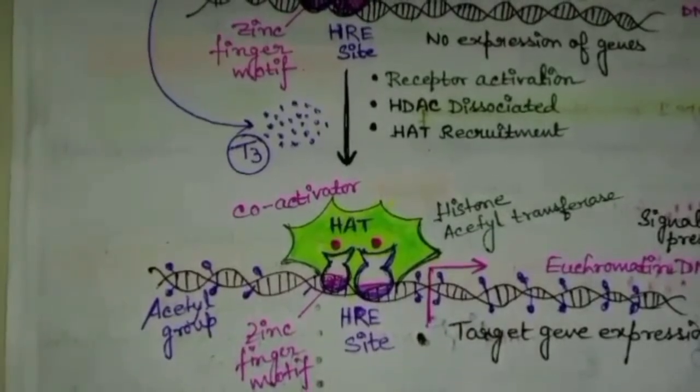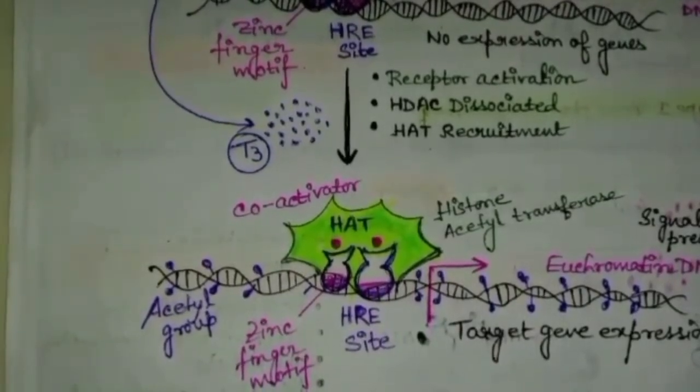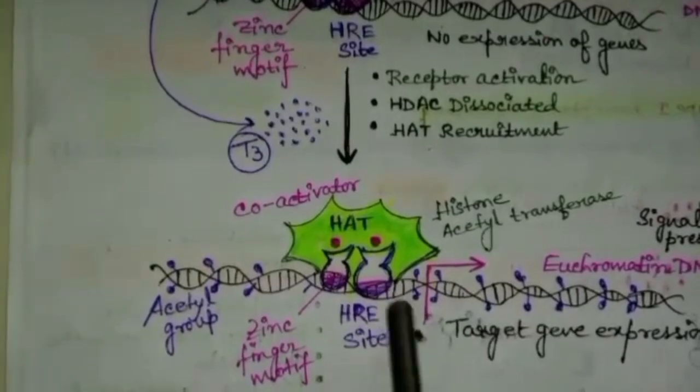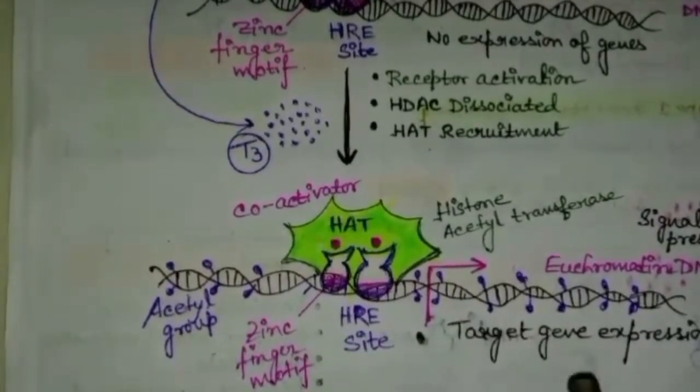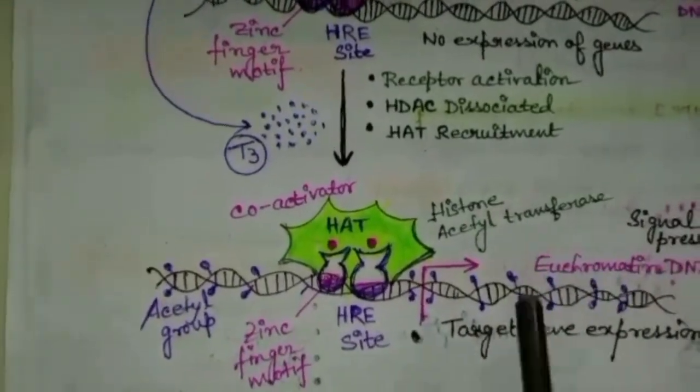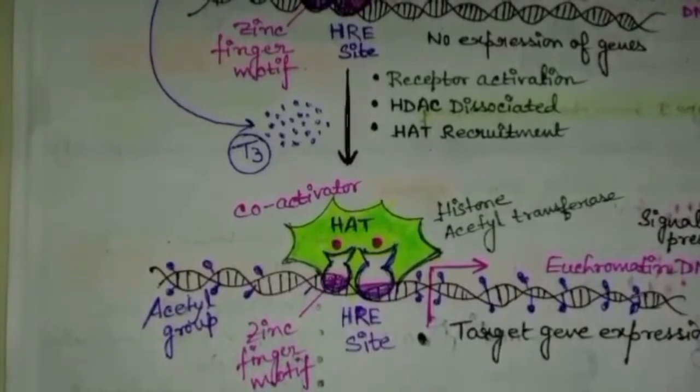As I told before, they have zinc finger motifs, and a zinc finger motif is a protein domain that controls gene expression by binding with DNA. The hormone response element, as I also told before, is a DNA sequence that binds to hormone receptors to regulate gene expression, and it allows the promoter to change its transcriptional rate in response to hormones. So some zinc finger motifs are attached to the hormone response element site in the DNA, and the signal is present there. With the presence of the signal and euchromatin DNA, target gene expression can occur.